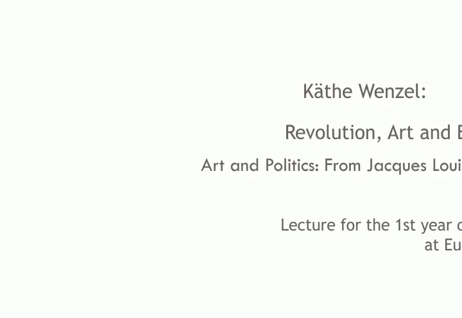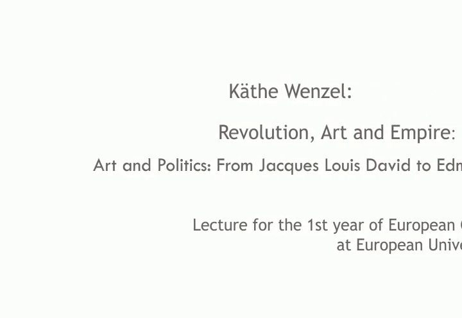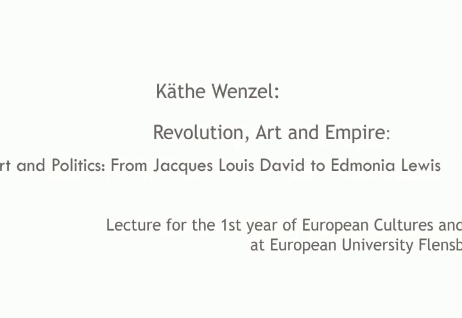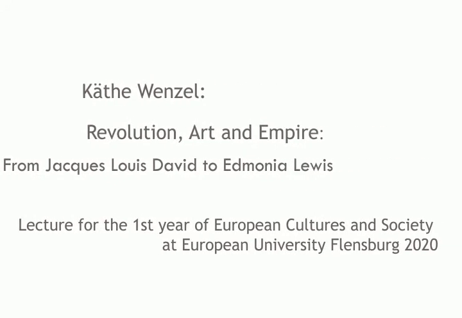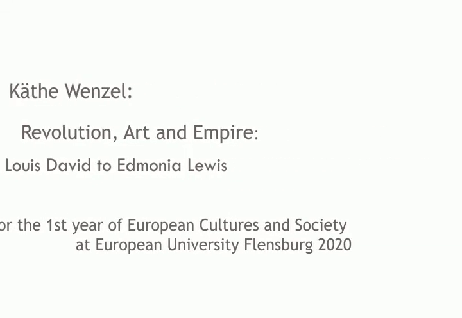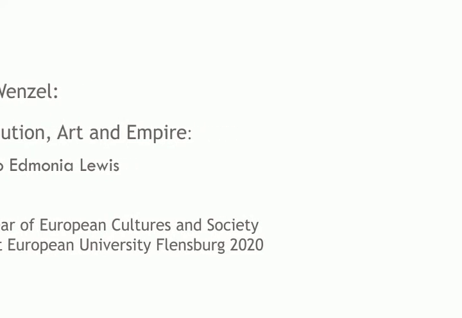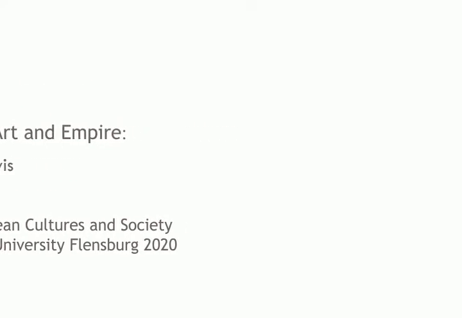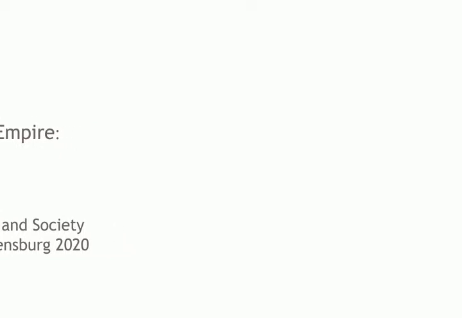This is the first session where we actually look at art in a historical context, and we look at how art can function in a political context. We start with the beginning of the 19th century, that is, we start with the year 1789. Now, why is that the beginning of the 19th century?